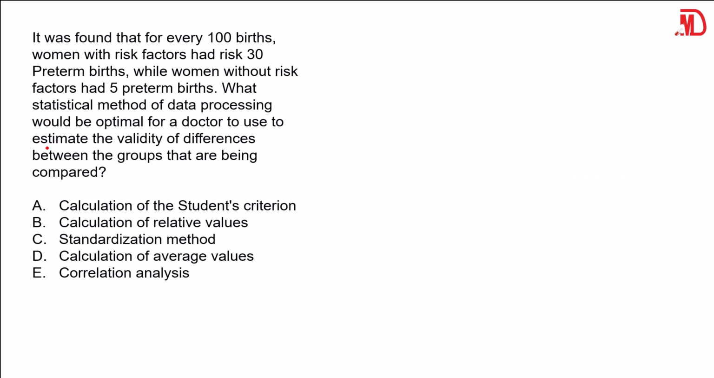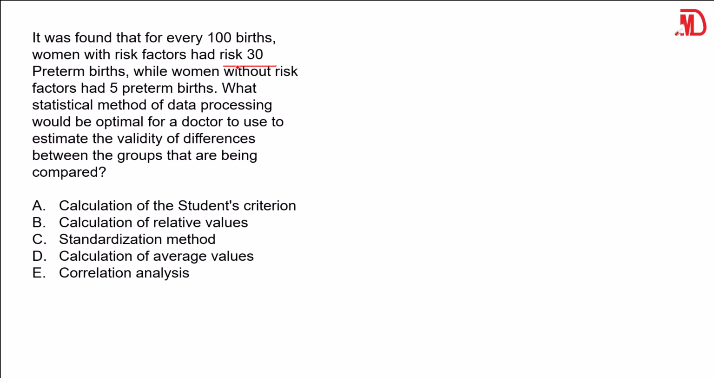It was found that for every 100 births, women with risk factors had a risk of 30 preterm births. So when they take in the whole population, they are taking just 100 births. But you and I know that in a population, there can be more than 100 births, isn't it? So this, we call it a sample. They're just taking a sample of the population, just to make a point.